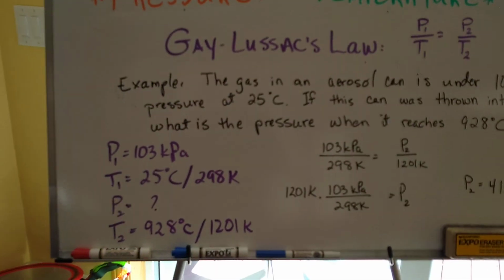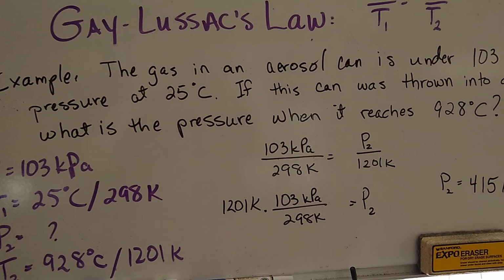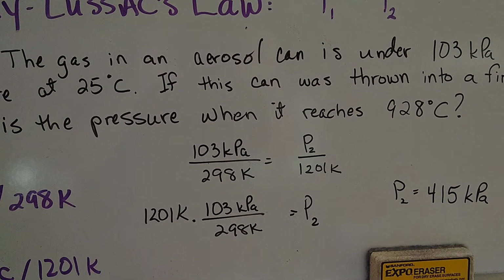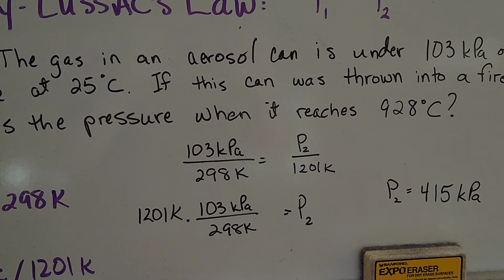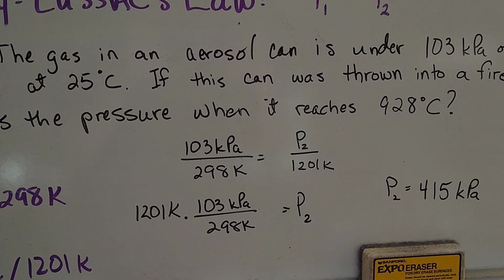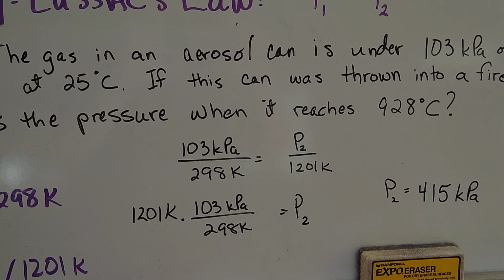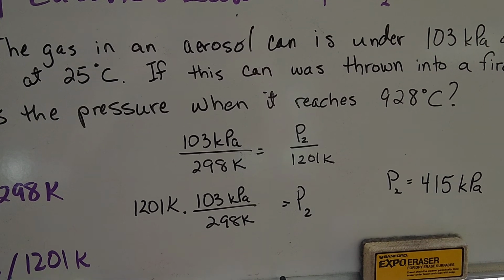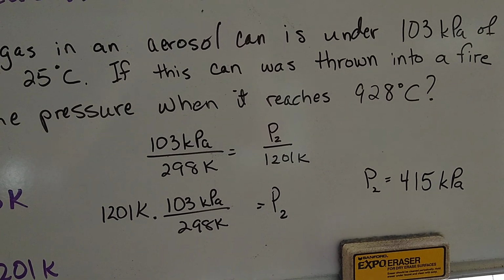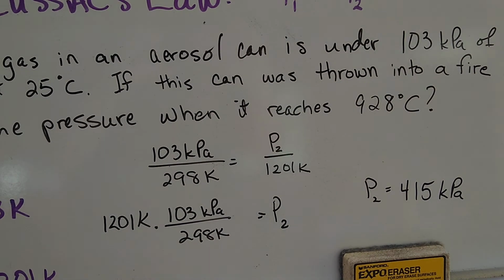So again, we write down all our variables, we plug them into the equation, and we get 103 kilopascals divided by 298 Kelvin equals our unknown pressure divided by 1201 Kelvin. We rearrange and solve for our unknown, and we get 415 kilopascals of pressure.